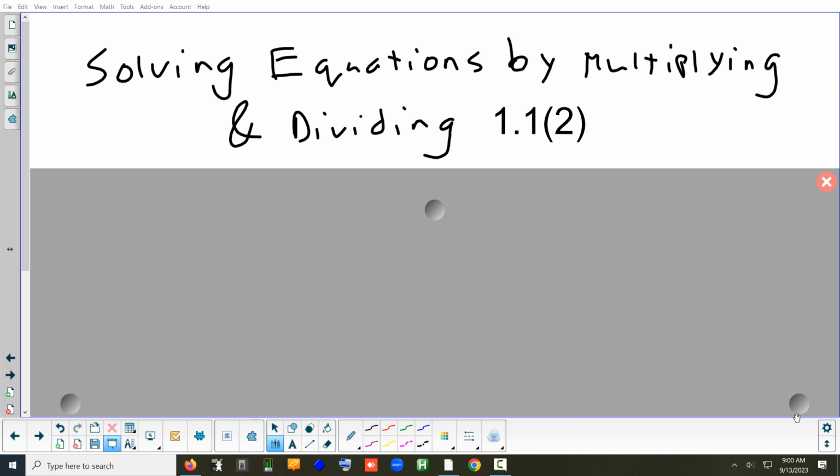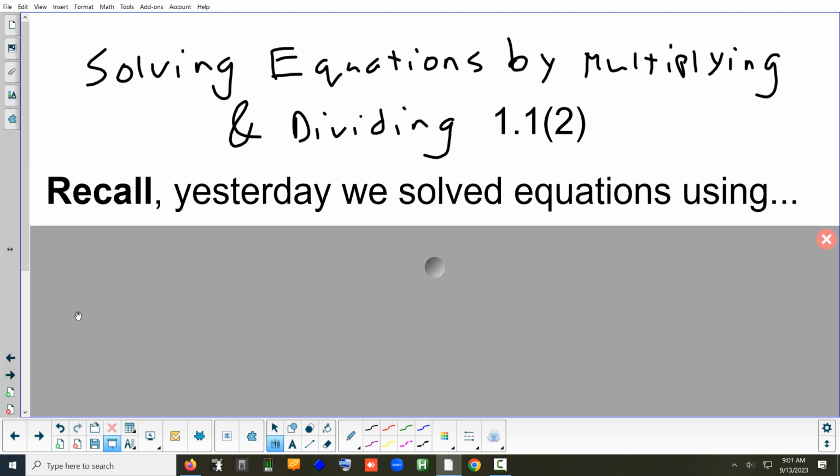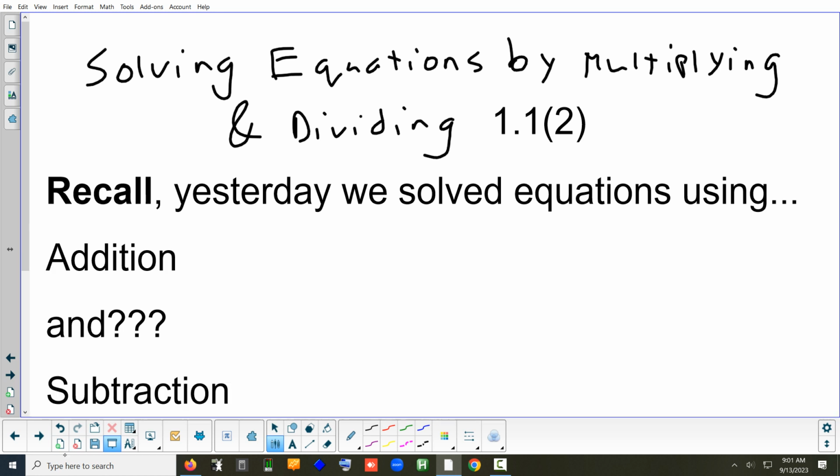Today we're going to continue looking at the first section, chapter 1, section 1, but it's the second part. So two operations we talked about yesterday for solving equations. Can someone remind me again, what were those two properties we used? Addition and subtraction. Yeah, we used addition and subtraction.